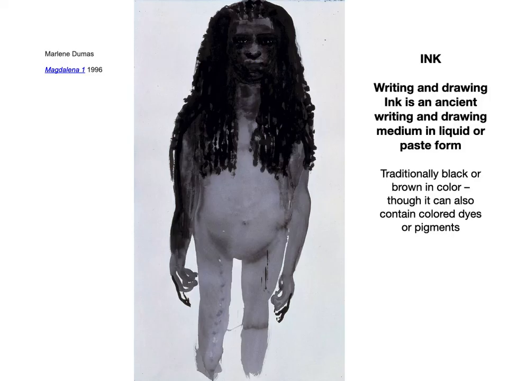Ink. Here we have ink as a drawing medium. It's a very ancient medium in a liquid or paste form. Traditionally, it is black or brown in color, although it also can contain colored dyes or pigments. Ink is still most commonly made of carbon with a form of binder. But historically, it was also made from plant or animal sources such as iron gall and sepia. It is traditionally used with sable brushes or varieties of quill, reed, or pen.